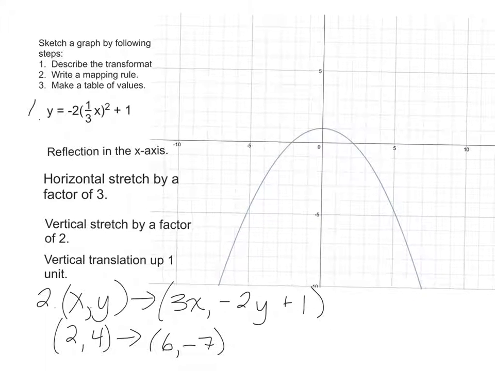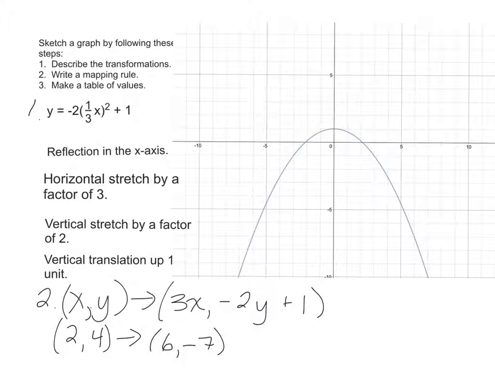Here's the graph of y equals negative 2 times 1/3 x squared plus 1. And does it look like it goes through 6, negative 7? 6 is there, negative 7, right there. 6, negative 7. So the mapping rule was right. If it works for one point, it probably works for all of them.